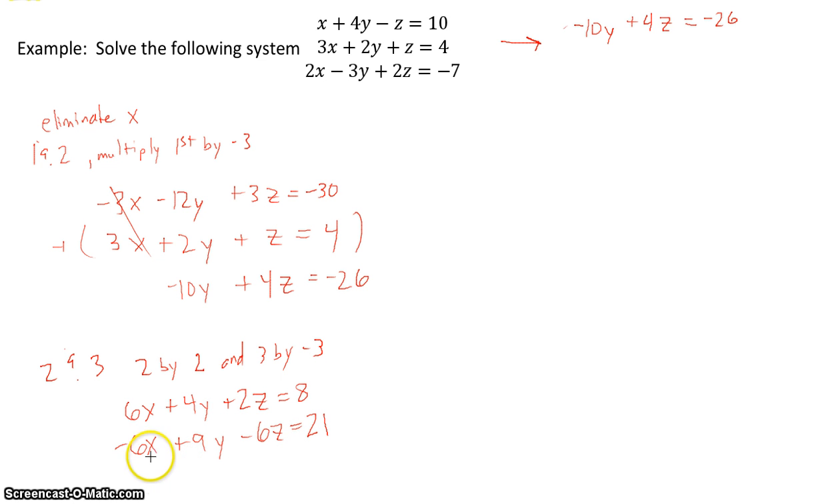So I have two new equations here. I'm going to add them together. I get 13y minus 4z equals 29. So there's my next equation. So from this, here's my new part of my system. It's not technically new, but it's new equations in my system.